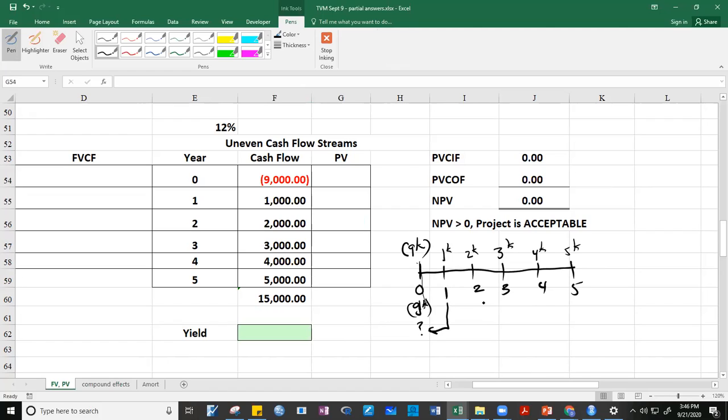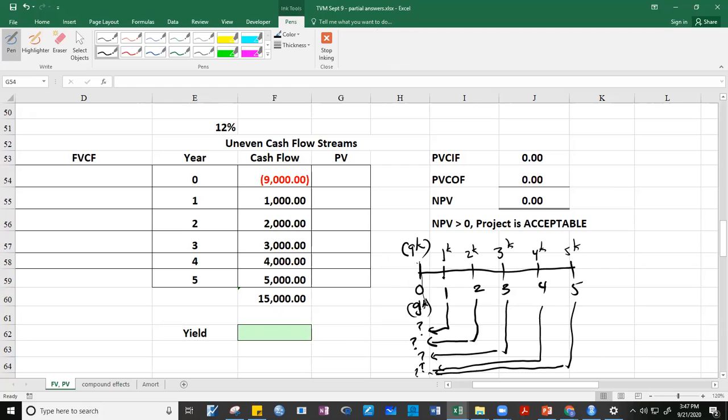So magkano to? Ngayon, 2K after 2 years, magkano siya? How much is that? 3K after the 3rd year, how much is that? How much is this? And how much is this? Okay, you get the idea, Angela? Okay? Kuha mo? Yes, sir.